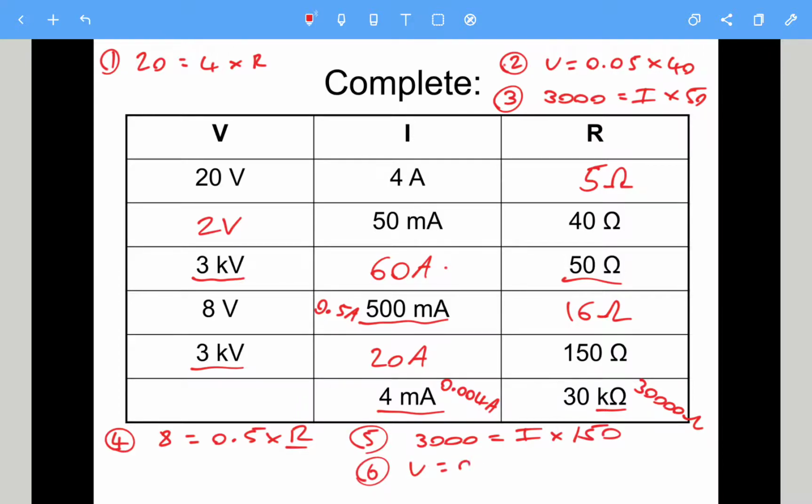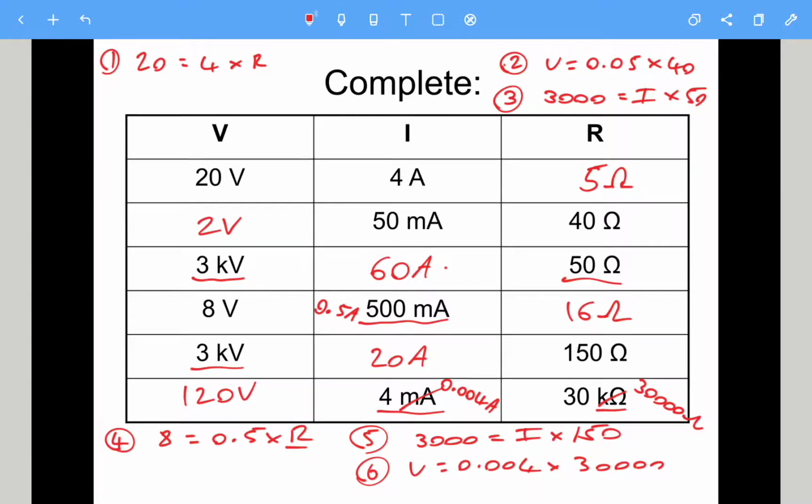So voltage is 0.004 times 30,000, and that gives us 120 volts. Interestingly enough, because this is milliamps and kilo ohms and they're multiplied together, milli means divide by 1,000, kilo means times by 1,000. So we could just ignore them and do 4 times 30 to give us 120. Well done if you spotted that.